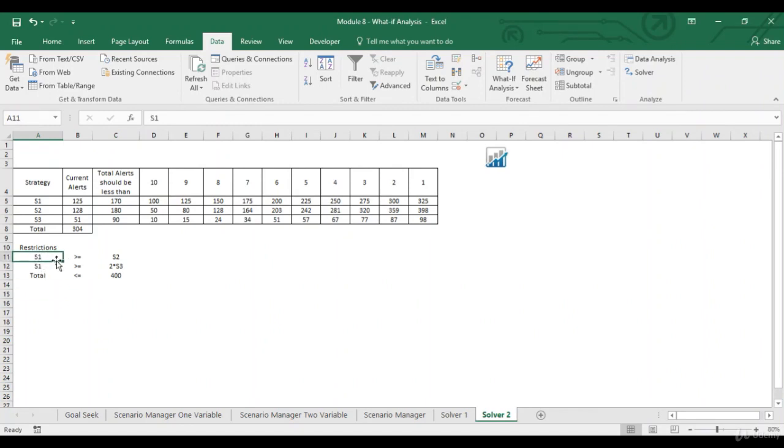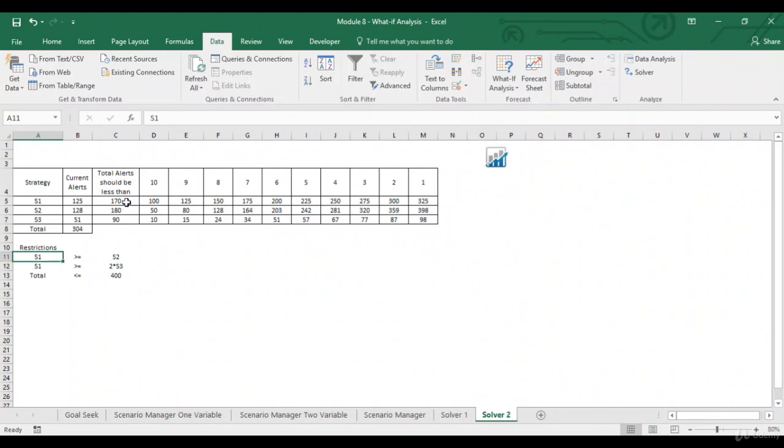There are some more restrictions. One is that the alerts which are being triggered by strategy 1 should be more than by strategy 2, and alerts being triggered by strategy 1 should be twice that being triggered by strategy 3. Now, this may be because the bank feels that strategy 1 is more important or it identifies more risky cases.